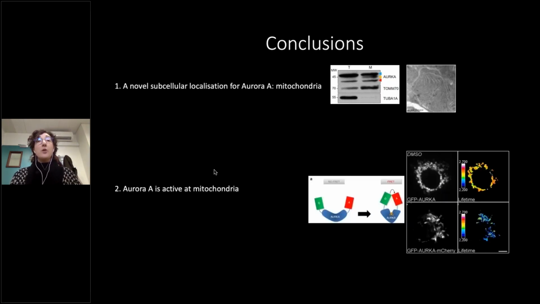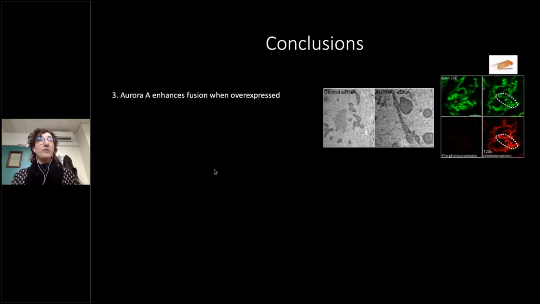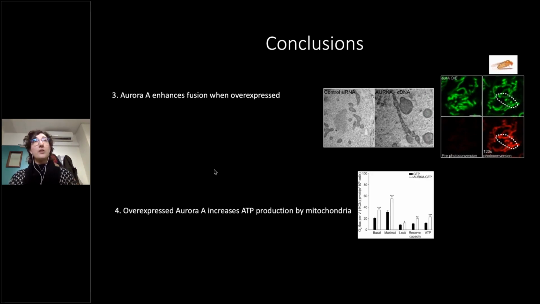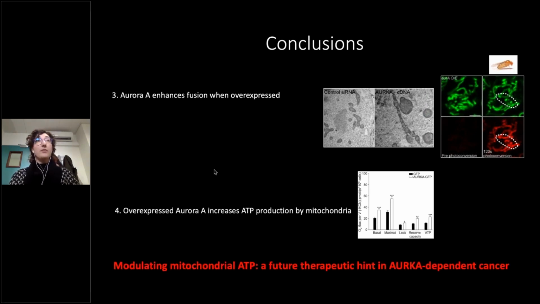So this was quite nice for a protein that actually plays a wide range of functions in the cells. But what we discovered was that it also has a novel subcellular localization, which is mitochondria. And at this subcellular compartment, the protein is indeed active. It has a catalytic activity. And to do what? Basically, to modify the morphology of the mitochondrial network, inducing fusion and increasing the quantity of ATP produced by mitochondria. So our work opens up the future perspective of potentially modulating mitochondrial ATP production as a possible therapeutic strategy in cancer contexts that show the overexpression of Aurora A.